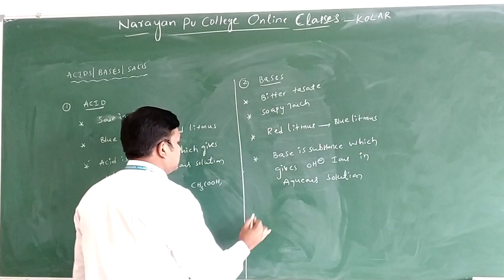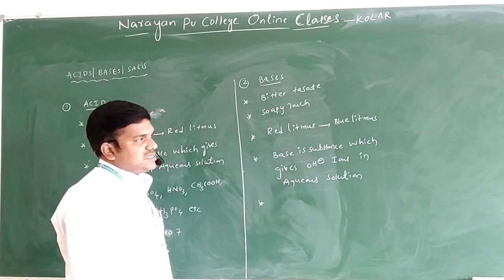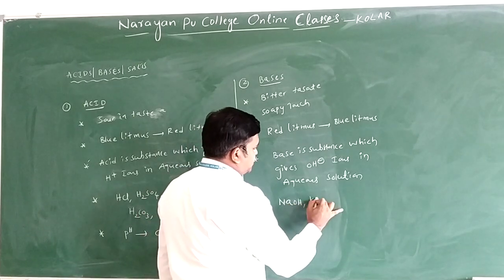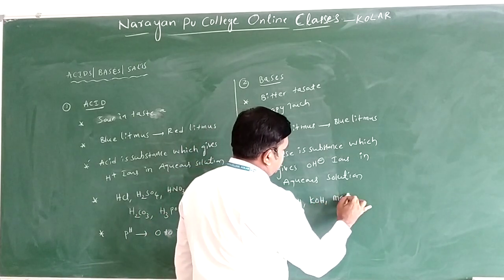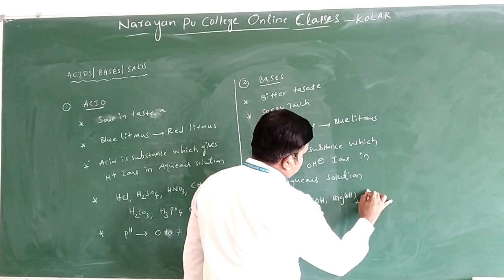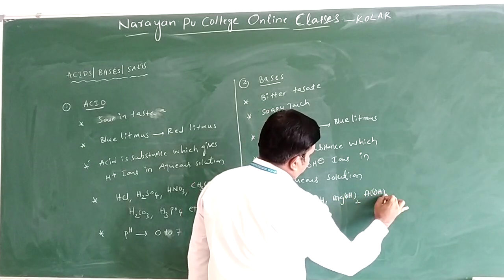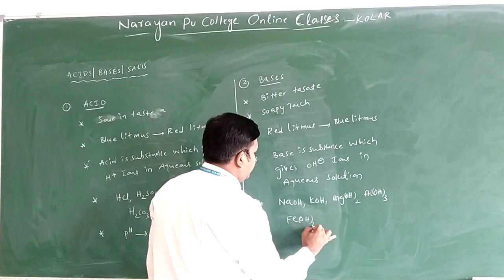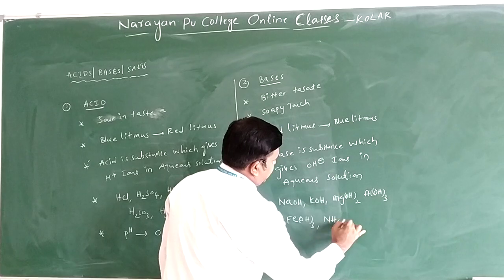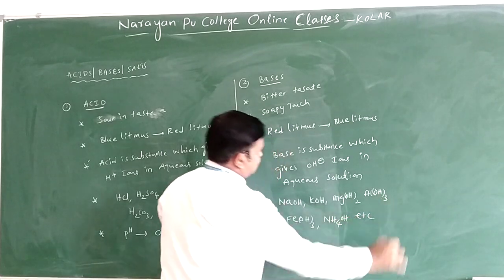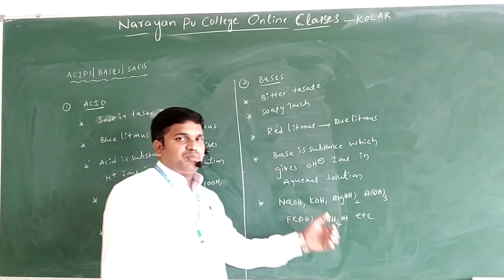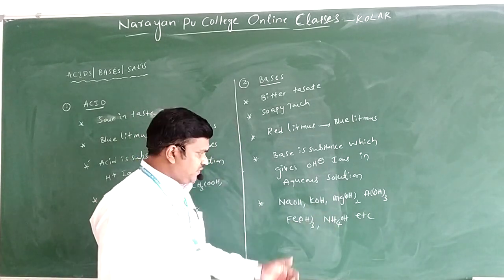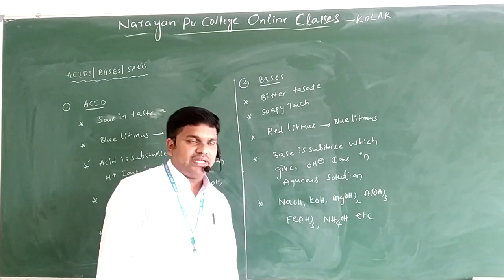In aqueous solution, what are the examples for these bases? You have to take NaOH, KOH, Mg(OH)2, Al(OH)3, Fe(OH)3, NH4OH, etc. Sodium hydroxide, potassium hydroxide, magnesium hydroxide, aluminum hydroxide, ferric hydroxide, and ammonium hydroxide.